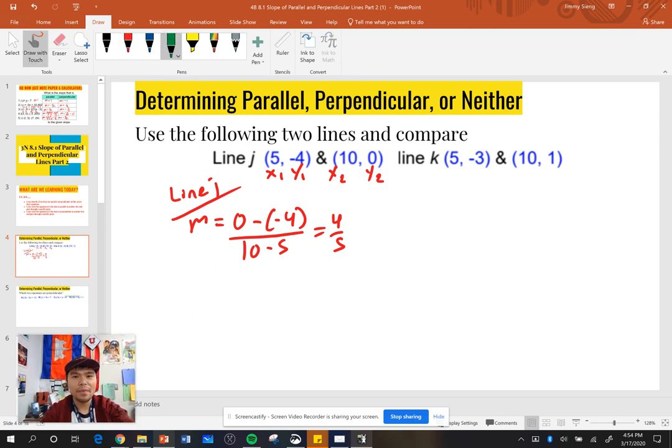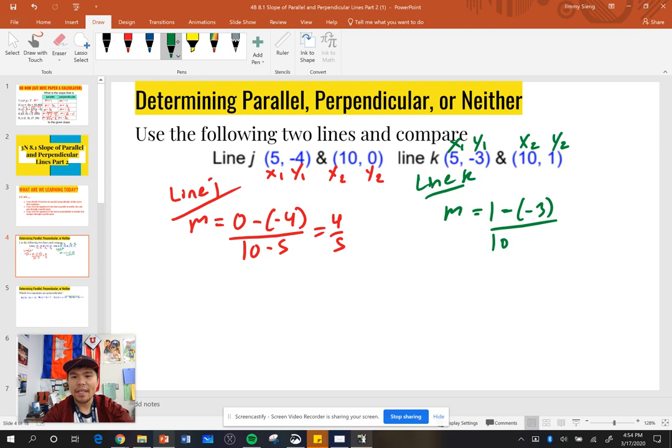Do the same thing with the other one. Line K, whoops, not link. Line K, we have x1, y1, x2, y2. That's going to be 1 minus -3 all over 10 minus 5, okay? You simplify that, you get 1 plus 3 over 5, which is just 4 over 5. That's a 9, that's a 4. Okay, so now I've got my two slopes, 4 over 5 and 4 over 5.